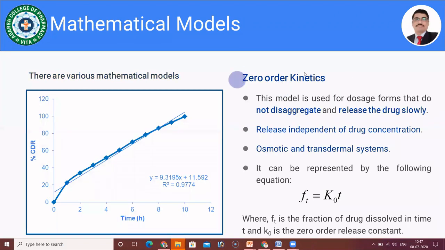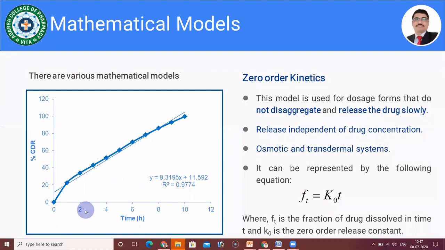Zero order release kinetics is the model used for dosage forms that do not disintegrate. The formulation is not going to disintegrate, the matrix integrity is going to be retained, and the drug is going to be released at a slow rate. The release is independent of drug concentration. Generally the osmotic and transdermal systems are going to follow zero order kinetics.